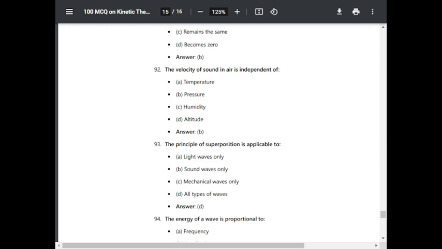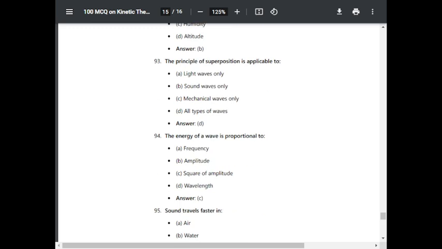Question number 93. The principle of superposition is applicable to: option A, light waves only; option B, sound waves only; option C, mechanical waves only; option D, all types of waves. The correct answer is D, all types of waves. The principle of superposition is applicable to light waves, sound waves and mechanical waves. Hence option D is correct. All are correct.